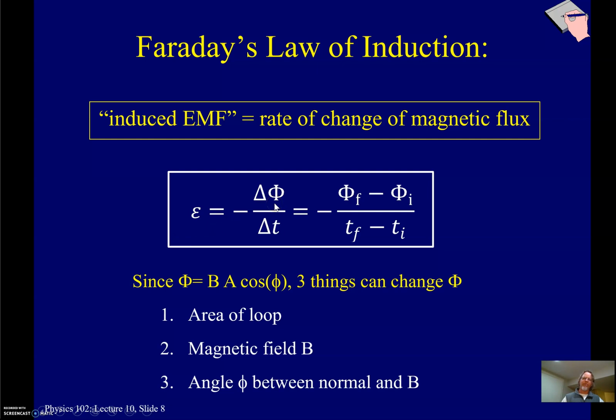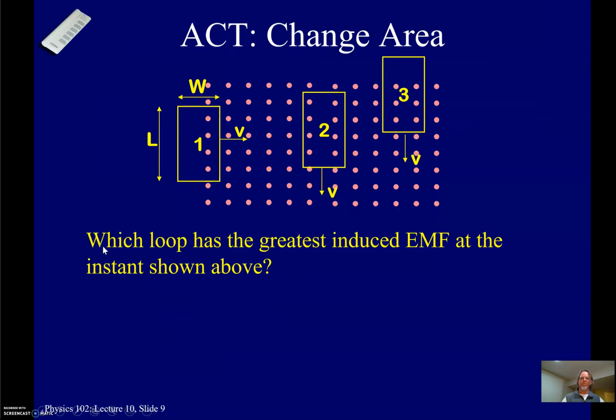So once again, we don't have a flux measurer. Normally we measure the magnetic field and we look at the area, and it's the angle between these two. And that's how we determine how much flux there is, and therefore how much induced EMF there is. Okay, here's three examples. Which loop has the greatest EMF at the instance shown above?